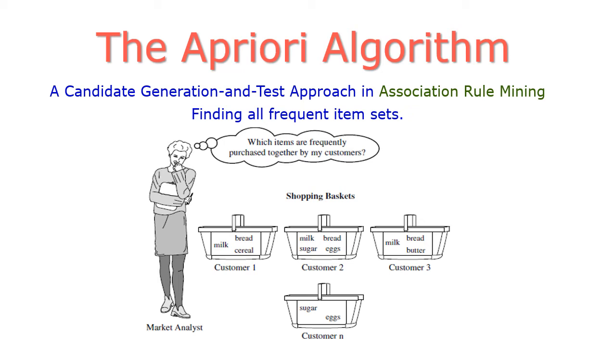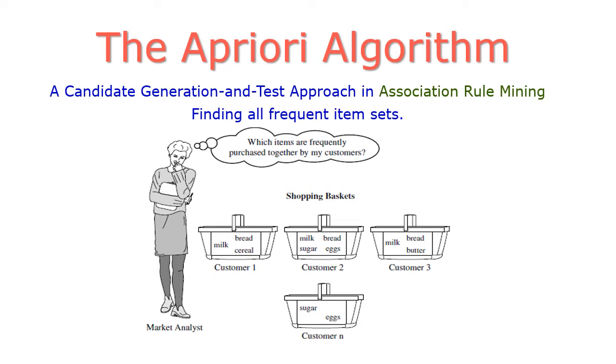Hello friends, in today's data mining and warehousing class, we are going to learn the Apriori algorithm, a candidate generation and testing approach in association rule mining. It is used to find all frequent item sets, right?